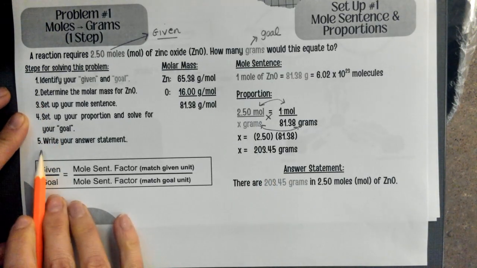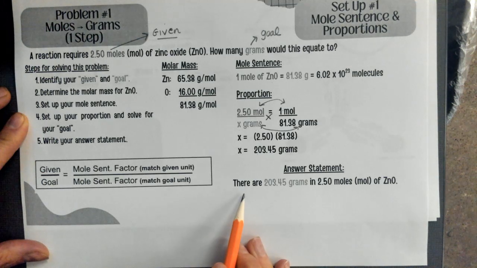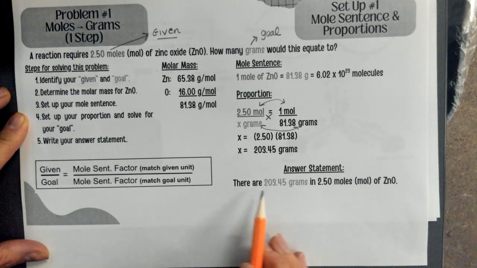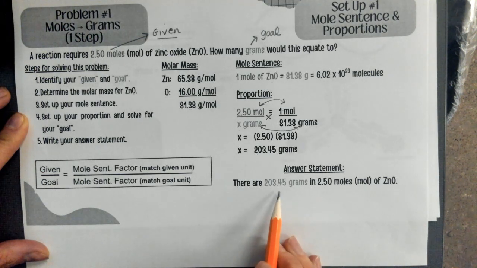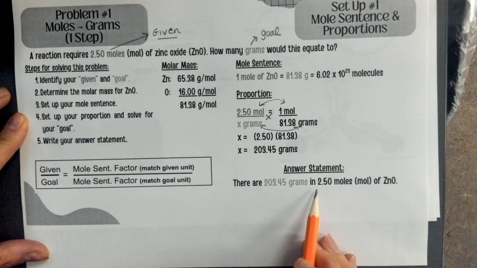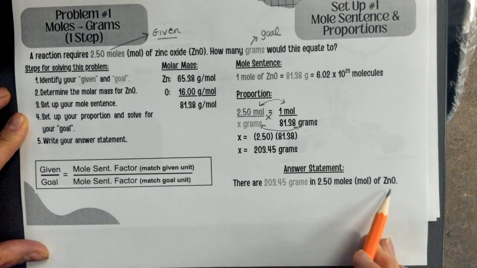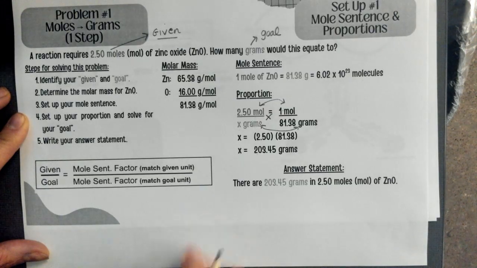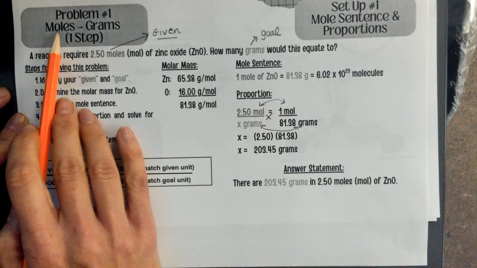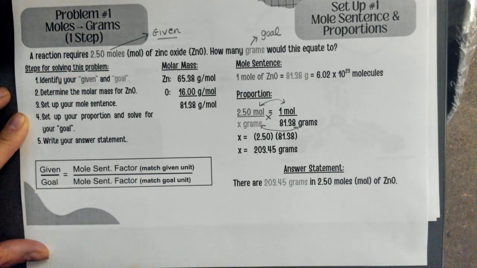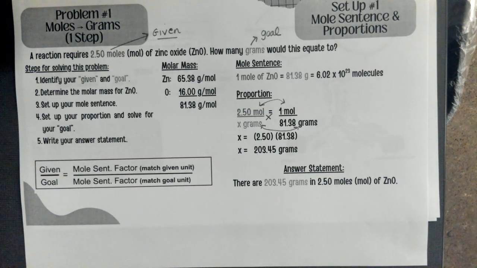Okay, and then step 5, I want to write my answer statement. So there are 203.45 grams in 2.50 moles of zinc oxide. Okay, so that is how we would do a problem that is giving us moles and we're trying to go to grams. Now I'm going to do this exact same problem using the mole road.